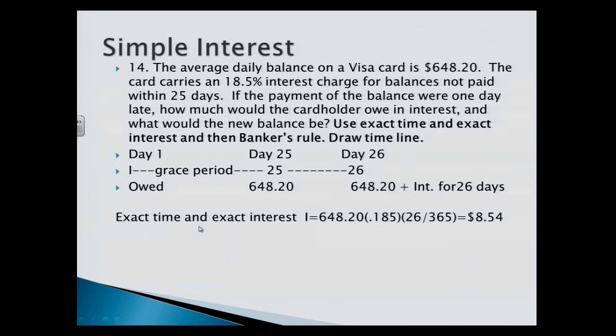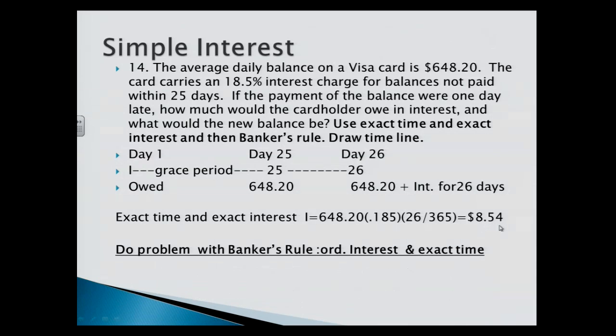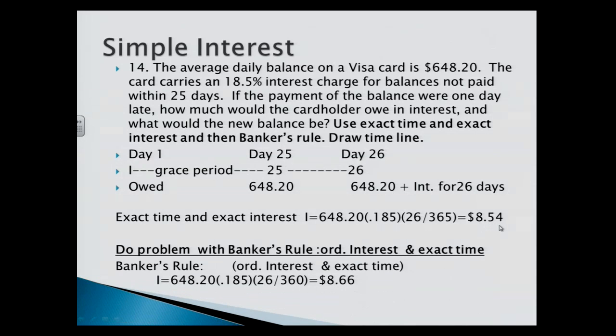I'm going to use exact time and exact interest to calculate the interest. So it's I equals PRT. And our interest was $8.54. If I do it for banker's rule, it was $8.66. Again, if I'm moving too quickly, you just pause the video.